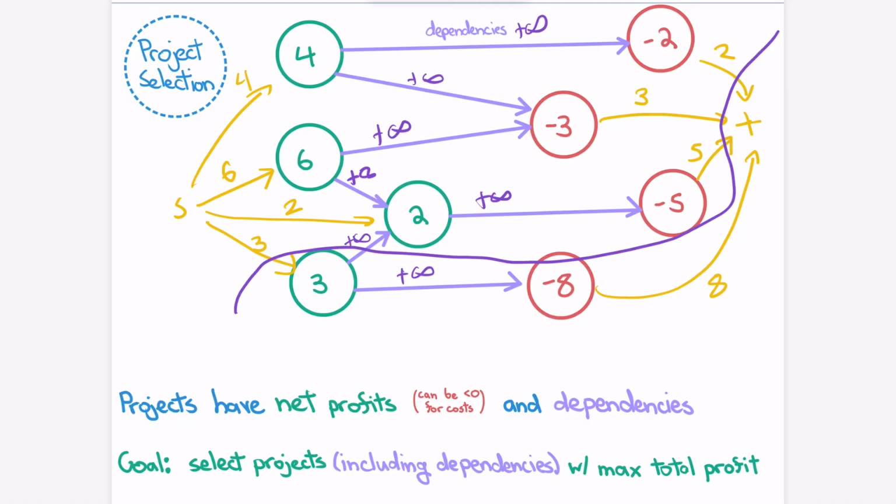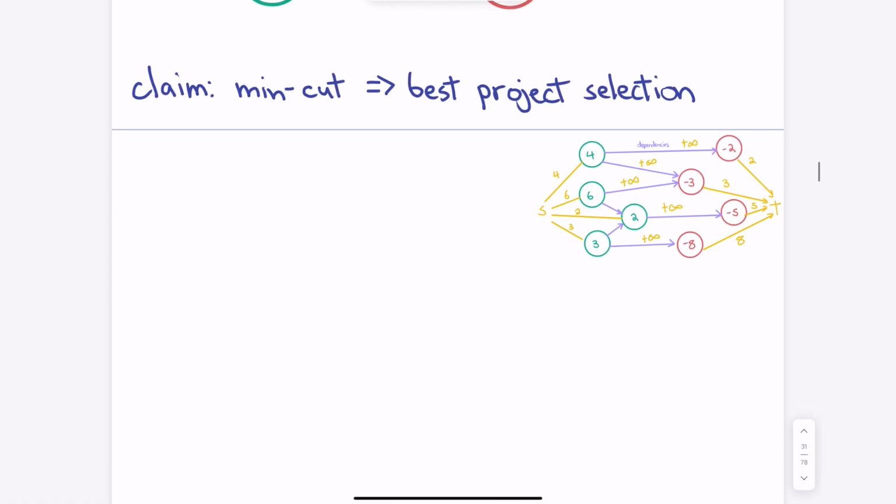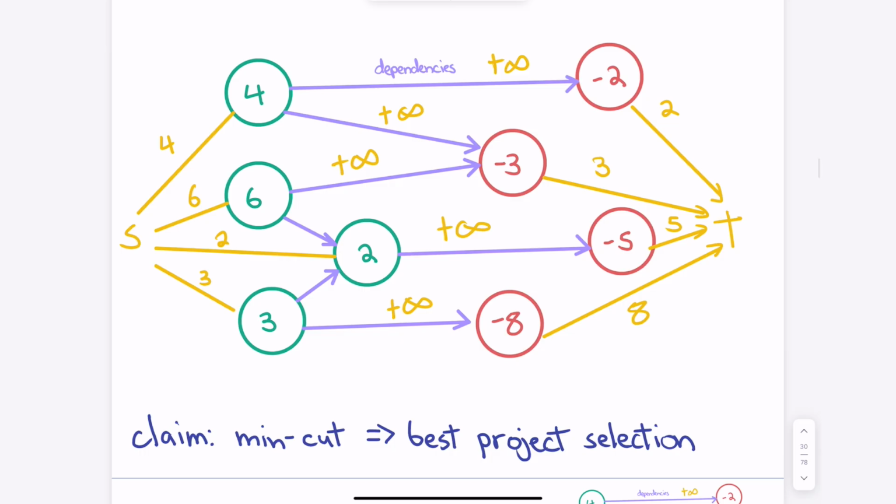So I think we just need to formalize that the minimum cut corresponds to the best project selection. But it's a little bit weird, right? Because we're not just adding up. Let me restore this. Damn it.